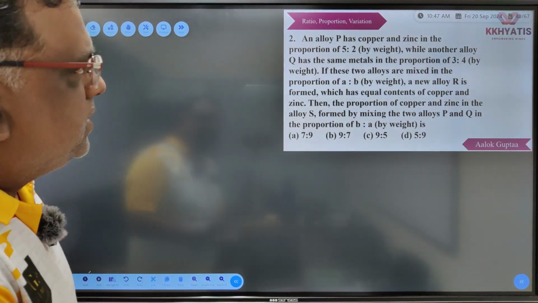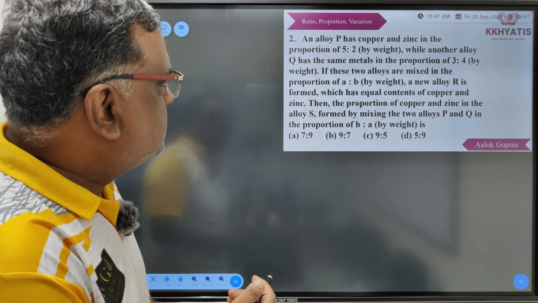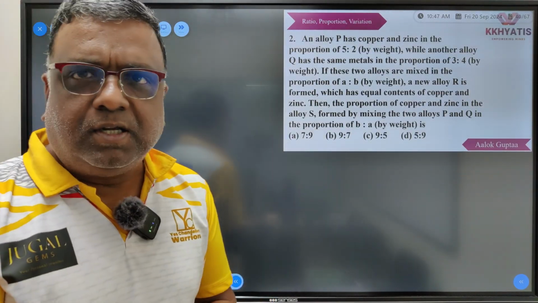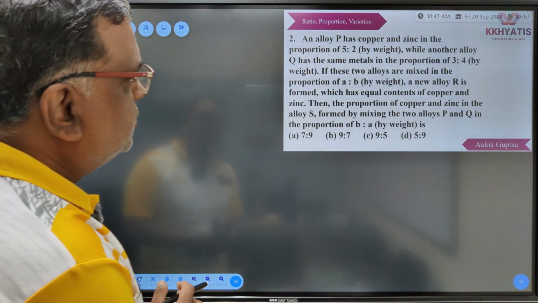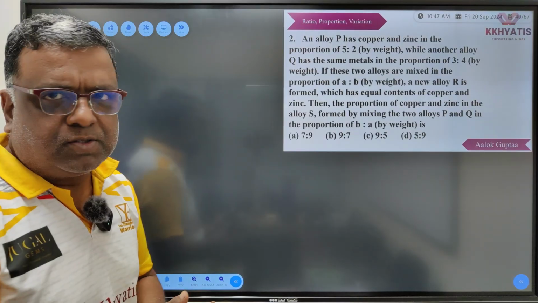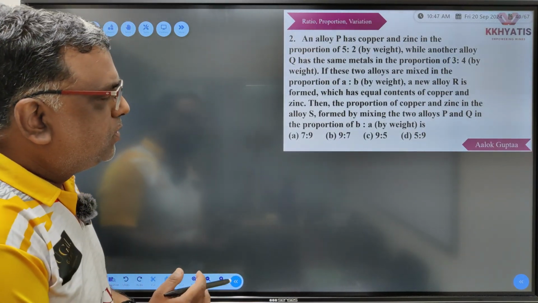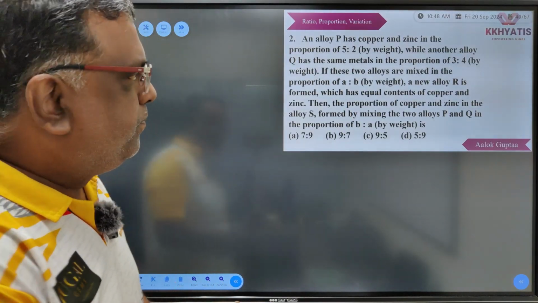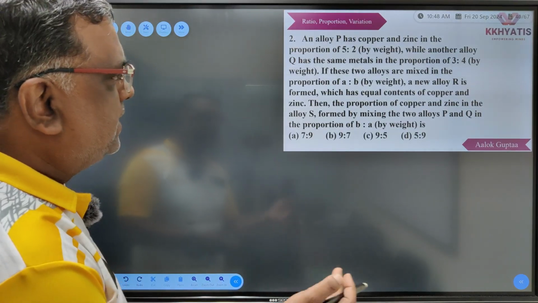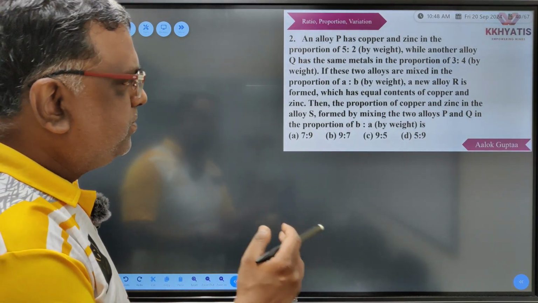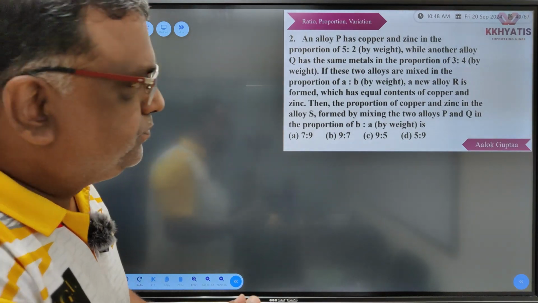An alloy P has copper and zinc in the proportion 5:2, while another alloy Q has the same metals in the proportion 3:4 by weight. If these two alloys are mixed in the proportion A:B, a new alloy R is formed which has equal contents of copper and zinc. Then the proportion of copper and zinc in another alloy S, formed by mixing the two alloys P and Q in the proportion B:A by weight, is?